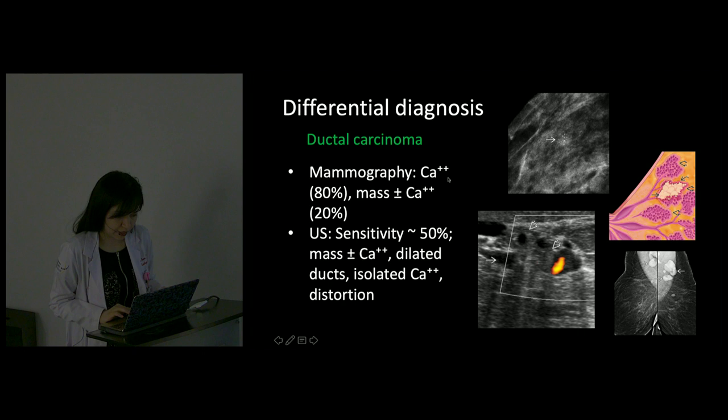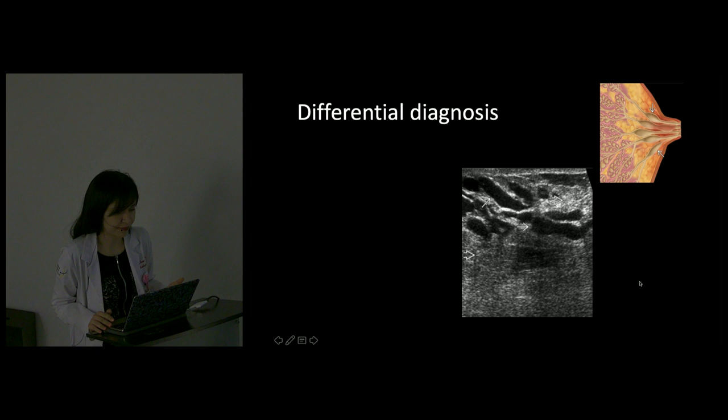Another diagnosis is ductal carcinoma, and this pathology is associated with malignant appearing calcifications in the mammography. In the ultrasound, this pathology presents dilated ducts and architectural distortion. It can also be associated with axillary adenopathy.